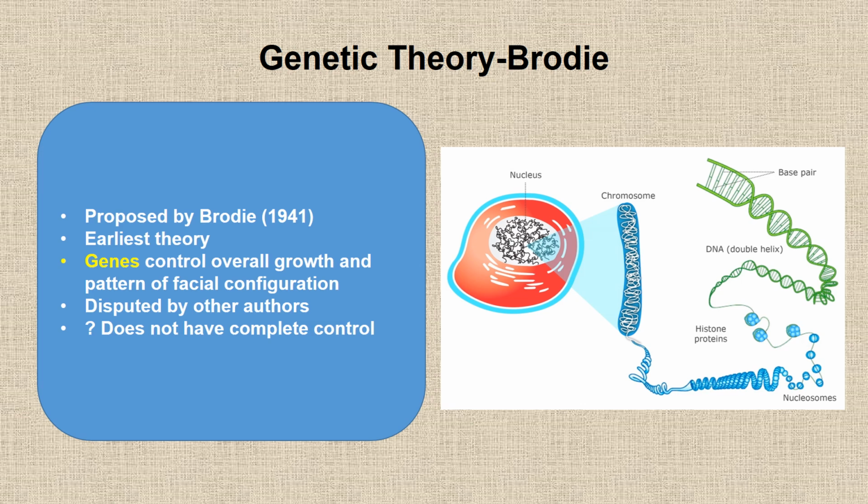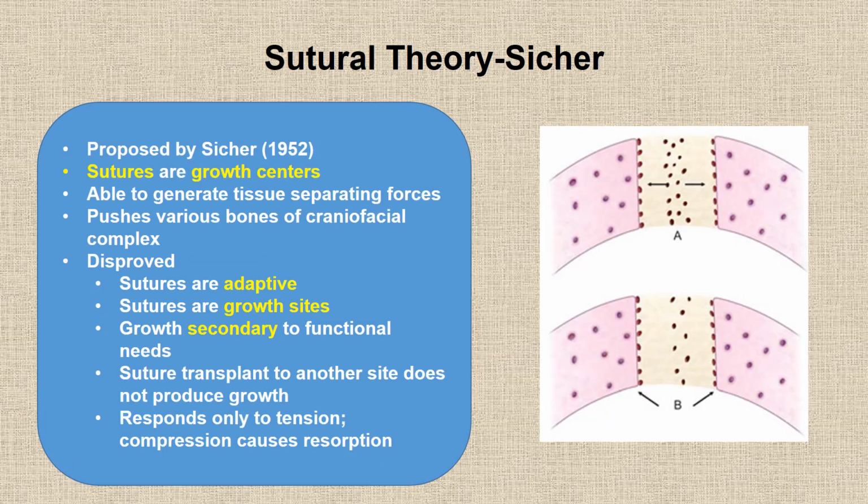Now, this premise has been disputed by other authors who claim that genes do not have complete control of growth. Now, the next theory is the sutural theory, which was proposed by Sicher. Sicher considered that sutures are growth centers. Please recall that growth center means the intrinsic control of growth is located in the growth center. The sutures are able to generate tissue-separating forces, as can be seen in the diagram. It pushes the various bones of the craniofacial complex apart.